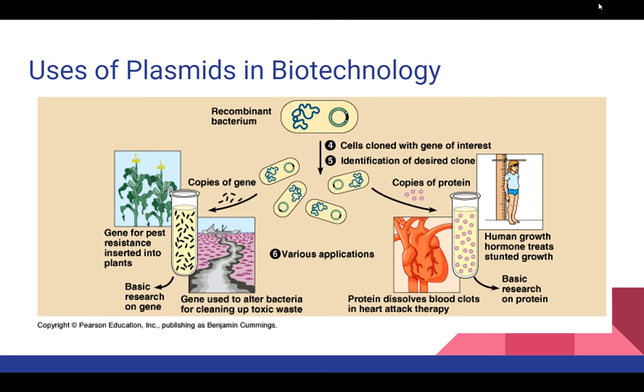We can just do research on the gene itself. It's another way for us to make lots of copies of the gene. We can also then insert these genes, after we've made a lot of copies of them, into other organisms, like plants, to make them more resistant to a pest or something like this. So there are lots and lots of different uses for making these recombinant plasmids.